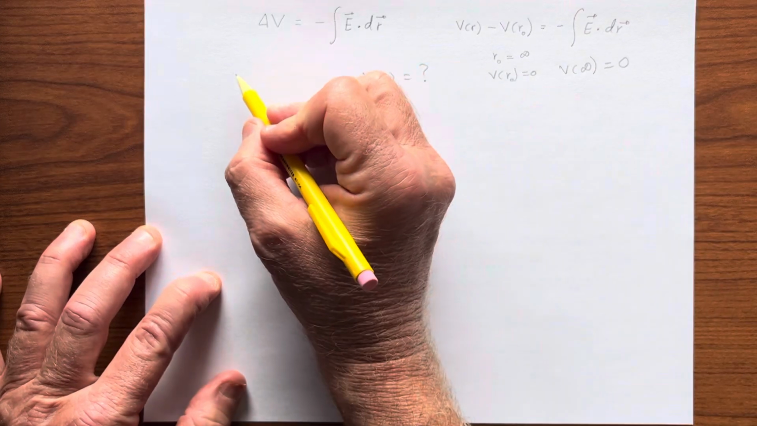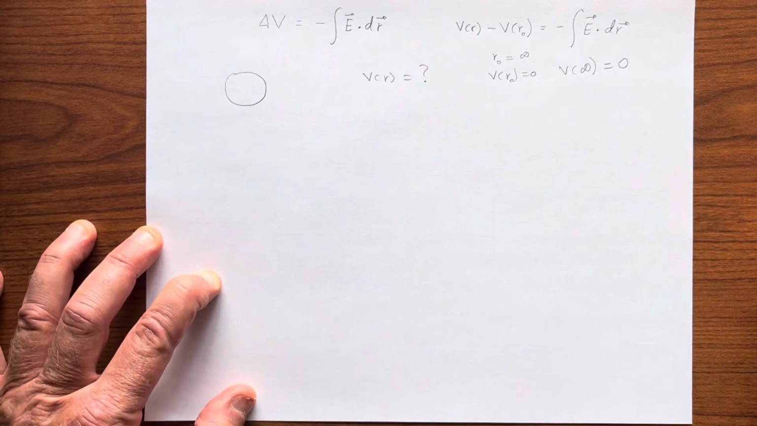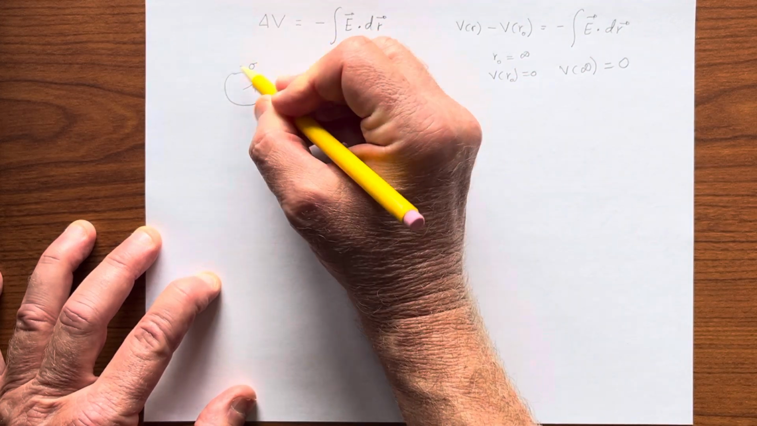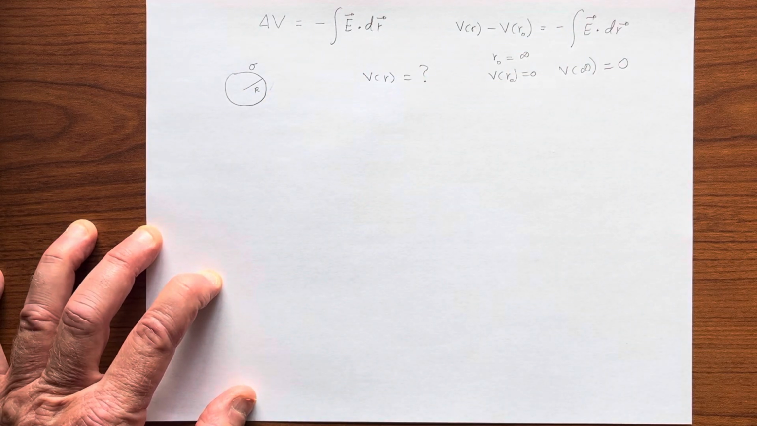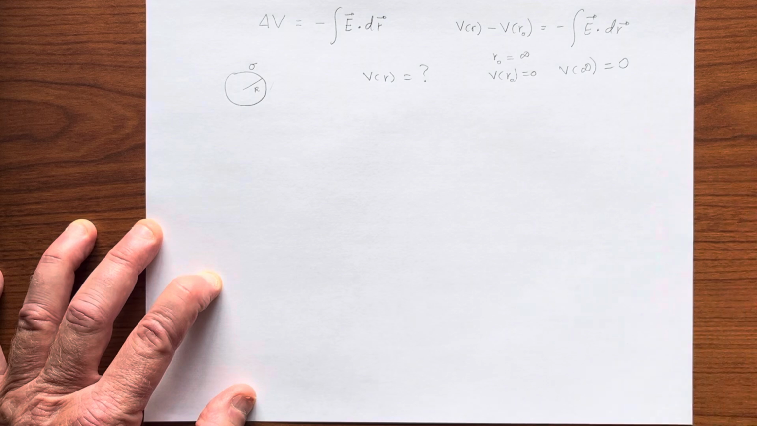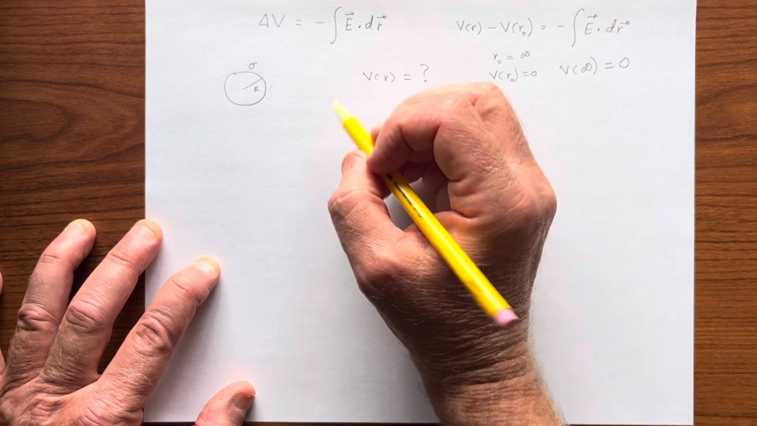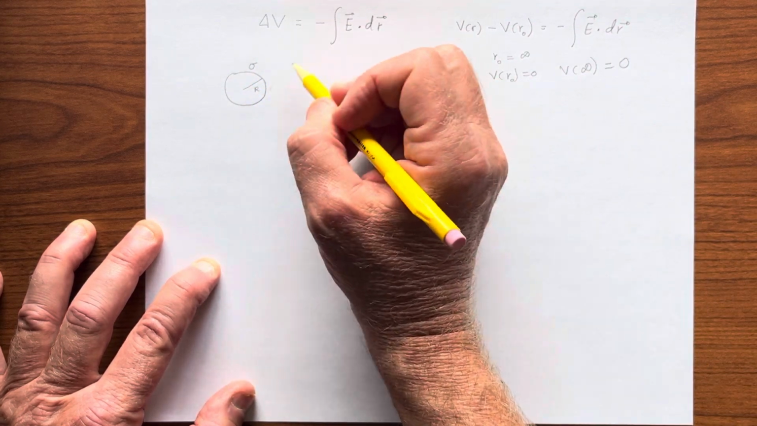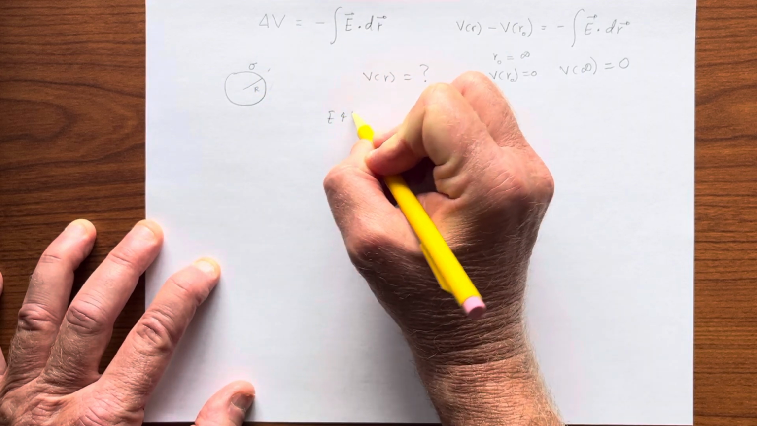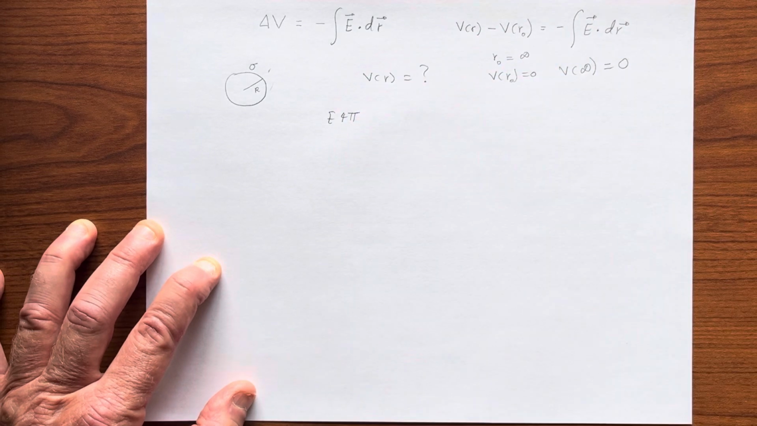Let's say that we have a spherical shell of radius capital R, and on the surface of the sphere we put a uniform surface charge density, sigma. We want to find the electric potential. We know from Gauss's law that we can find the electric field inside and outside, so E over some sphere.